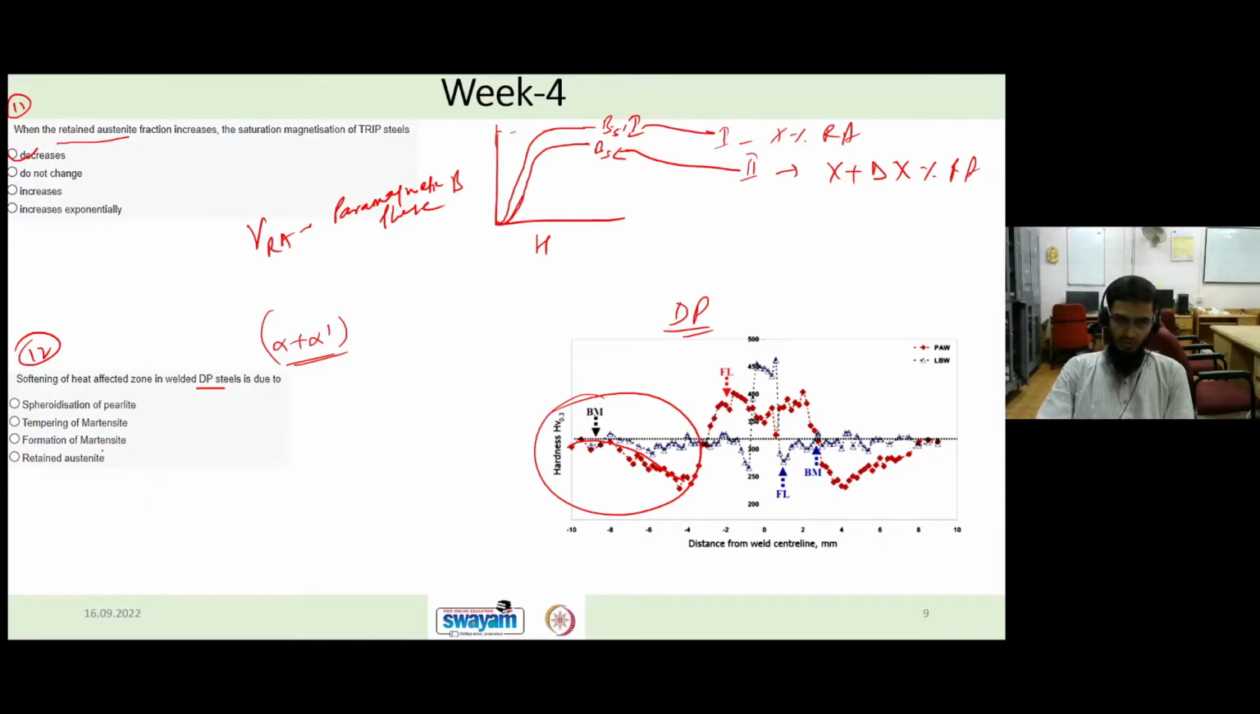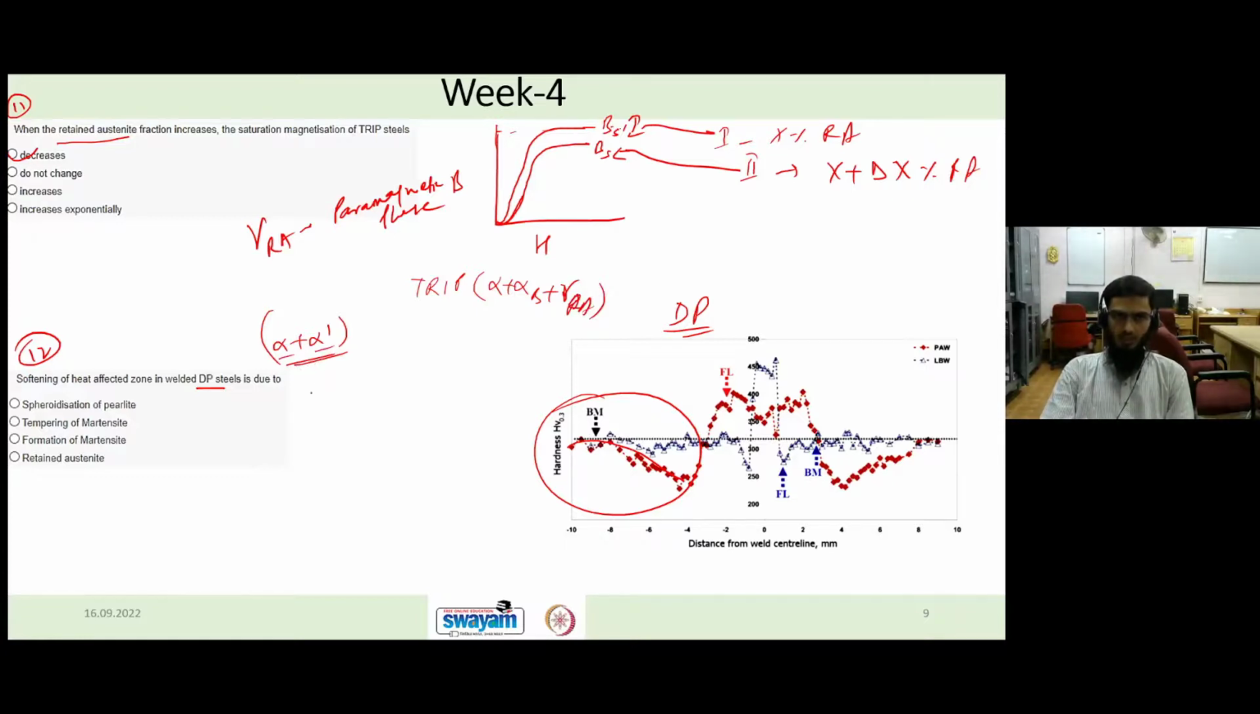So retained austenite, you can see there is nothing, no phase is there. Retained austenite is not there. Retained austenite is there in TRIP steel, right? TRIP steel contains ferrite plus bainite plus retained austenite. But in dual phase steel we have only ferrite plus martensite. We don't have any retained austenite.